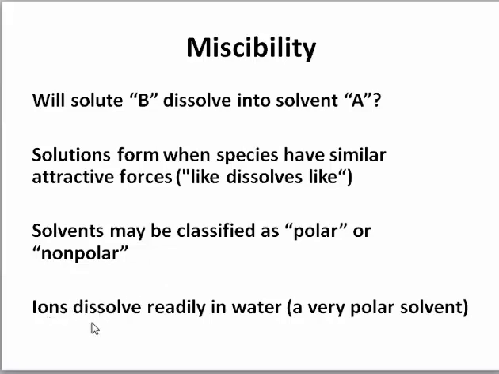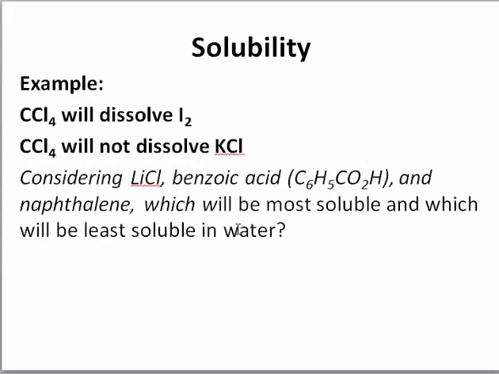In general, we've seen that ions dissolve readily in water, a very polar solvent. This is because ions are themselves quantities with positive and negative charges, which interact with the polar solvent molecules. So, for example, carbon tetrachloride will dissolve iodine because carbon tetrachloride is a nonpolar molecule and iodine is a nonpolar molecule. But carbon tetrachloride, being a nonpolar species, will not dissolve the ionic compound potassium chloride.